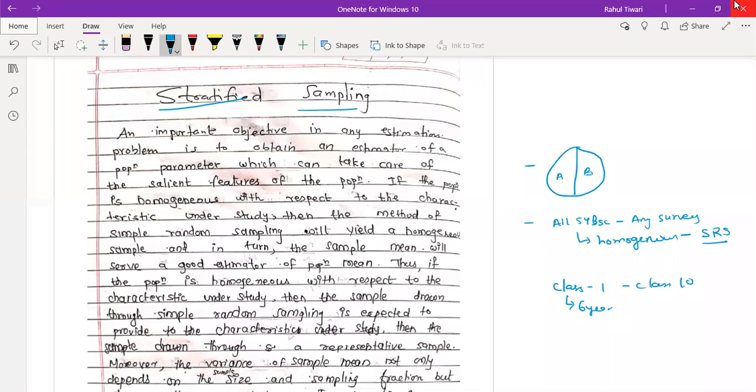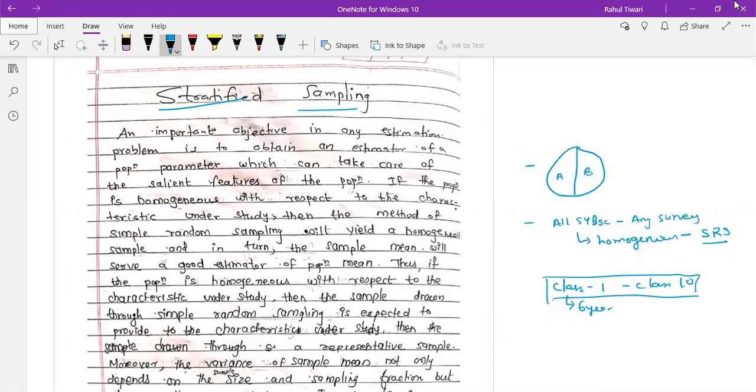So here I am assuming not homogeneous data. That's why I'm not going to use simple random sampling; I'm going to use stratified random sampling. This is very important, when we go for stratified random sampling. So let us now understand the problem.